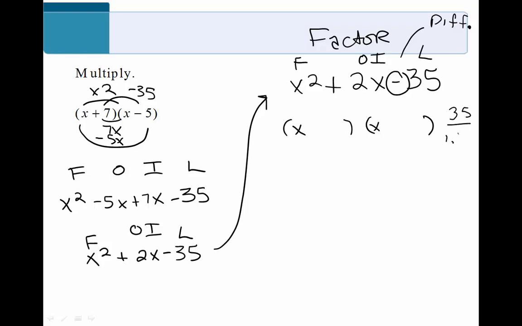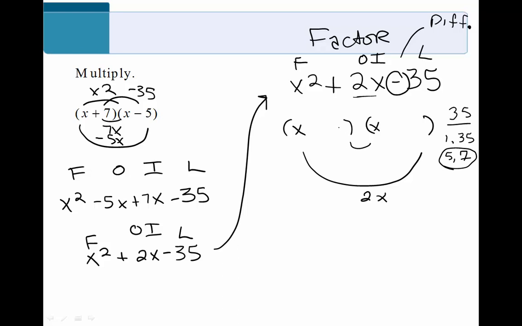You know 1 times 35 is 35, and you know 5 times 7 is 35. Now glance at your middle term. Your OI has to be a 2x, so your inner and your outer have to add up to 2x. But since your signs are different, remember when your signs are different, you actually subtract. So you can see that if your signs are different, 7 and 5 will give you a sum of 2.